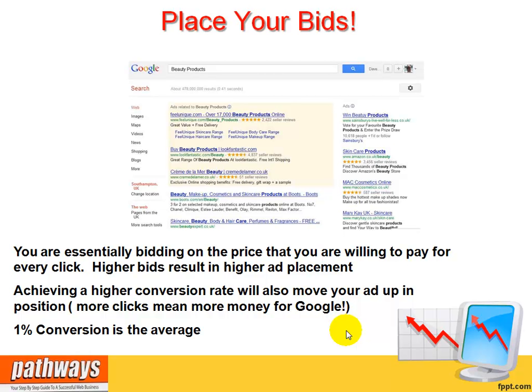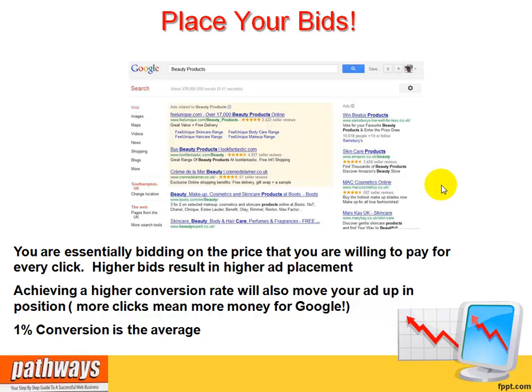Okay, so what you're doing with Google AdWords is essentially you're bidding on a price that you're willing to pay for somebody to click on your advert. The more you offer in your bid, the higher up the right hand side of the page here your advert will be. These adverts here are pay per click, as are these here. These top 3 are paying the most money, followed by these. A higher bid results in a higher ad placement.